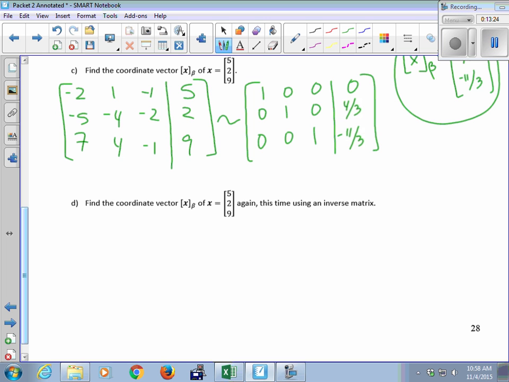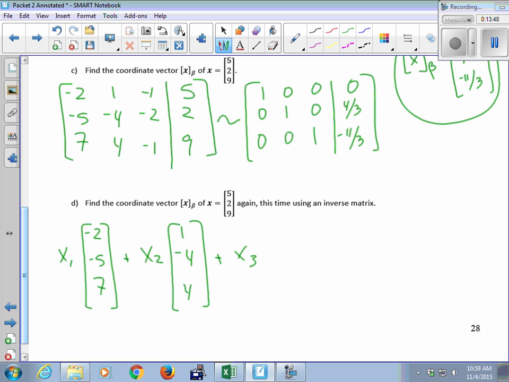So I'm looking for the weights that I have to put on my basis to get 5, 2, 9. That's what the coordinate vector does. So I'm looking for my weights x1 times -5, 7, plus x2 times 1, -4, 4, plus what other weight to go on the third vector of my basis. Okay, so what weights should I choose to get 5, 2, 9? That's what the coordinate vector is. It's the weights that you put on the basis to make your vector.